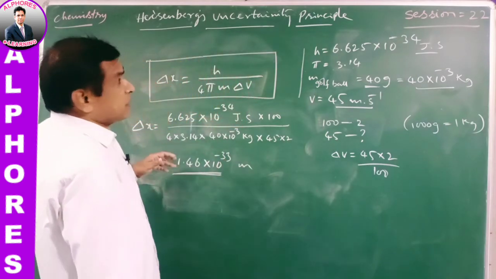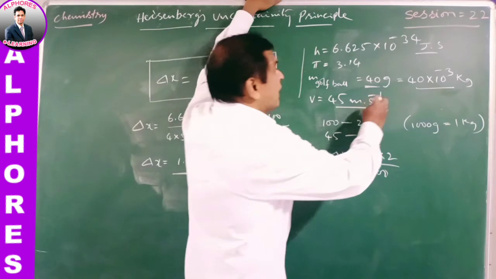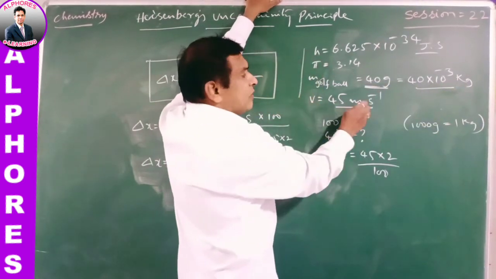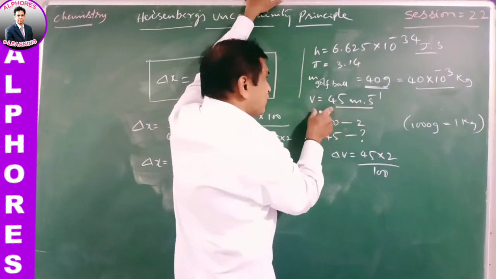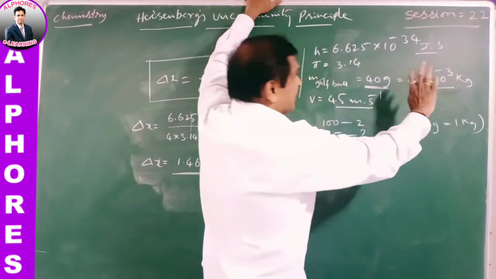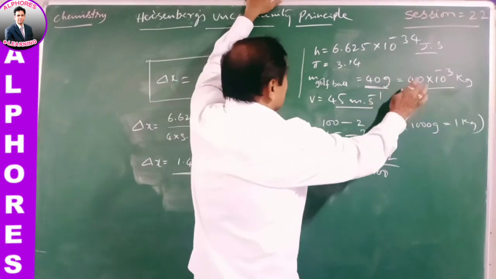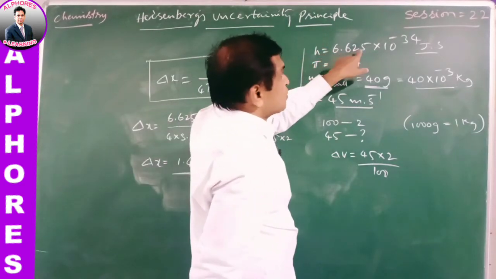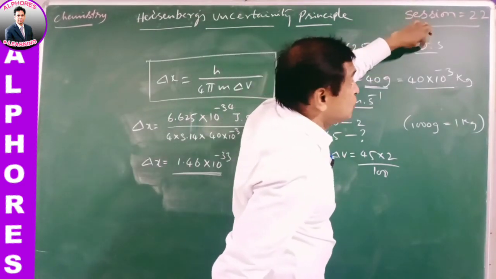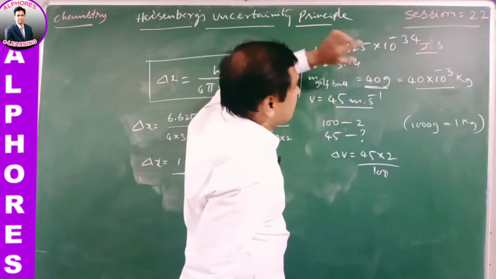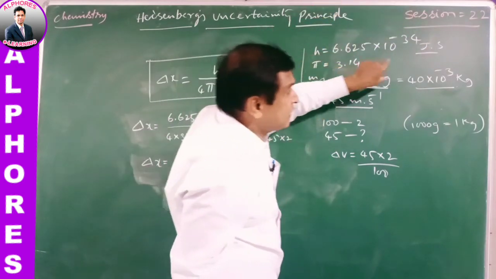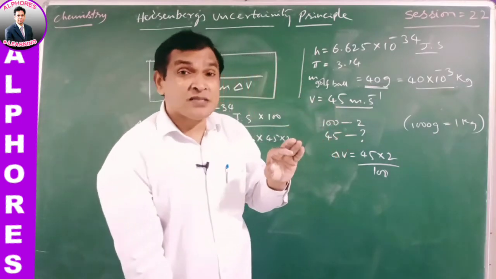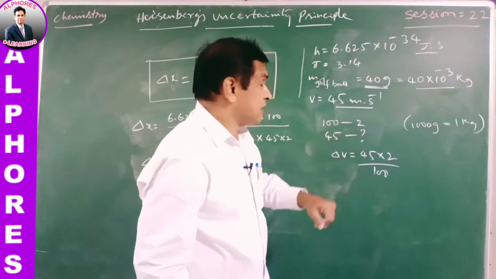Now the data we are collecting. The golf ball mass 40 grams is converted into kg, because the speed is already given in meters per second, an SI unit, so the mass is converted into the SI unit, kg. Then Planck's constant in SI units is 6.625 into 10 to the power minus 34 joule seconds. We have taken the pi value, and the mass converted into kg. Velocity is given as 45 meters per second.